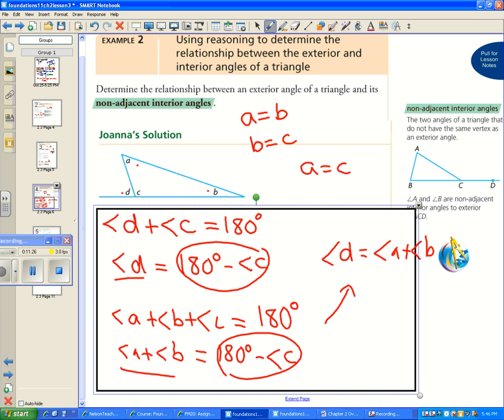So what does this mean? This means that for every exterior angle, it is equal to the sum of the non-adjacent interior angles. So this is powerful. This is something we can use now.